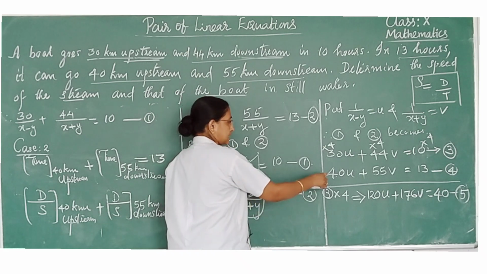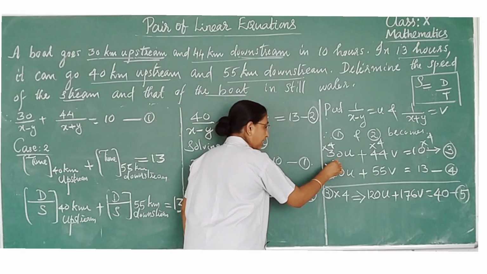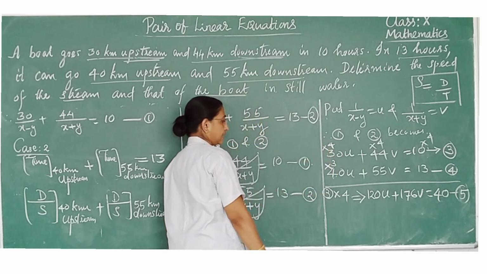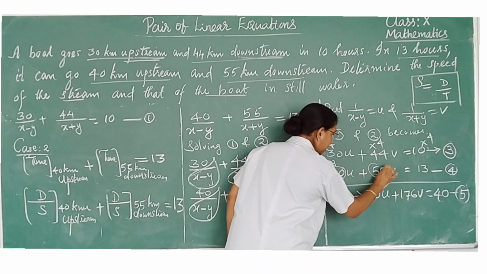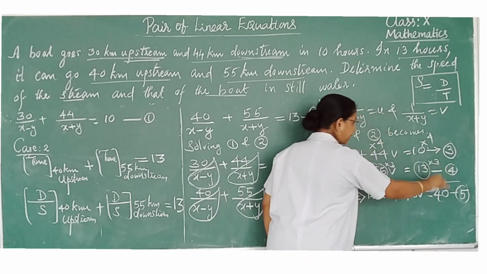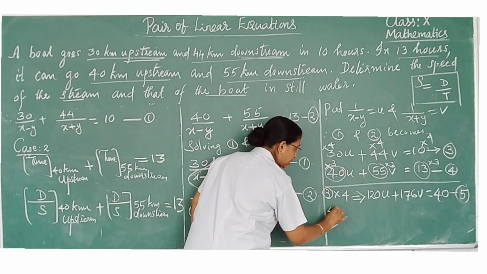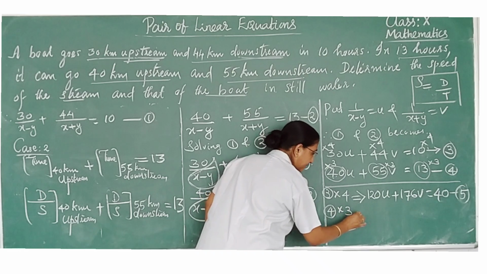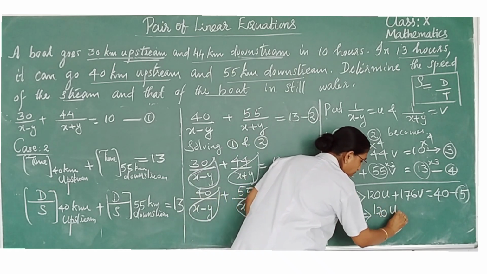Now, the second equation, fourth equation, I am going to multiply with a 3 to make the coefficient equal. If you multiply with a 3, you need to multiply each term with a 3. 55 into 3, you need to multiply. 30 into 3 also, you need to multiply. So, what is 4 into 3? 12. So, equation 4, I am going to multiply with a 3. 4 into 3 is 12, so 120u will come.